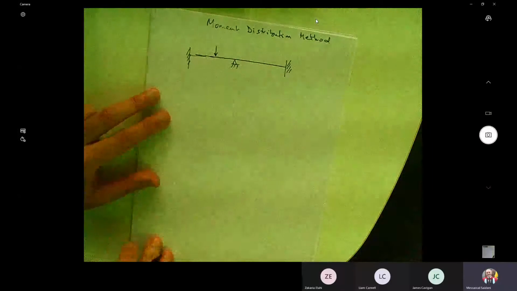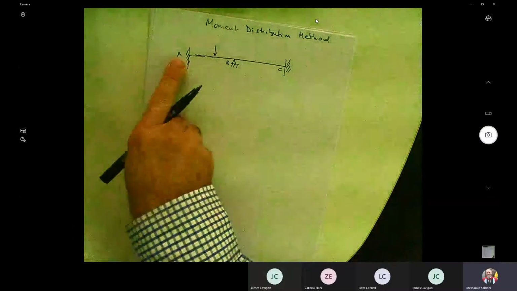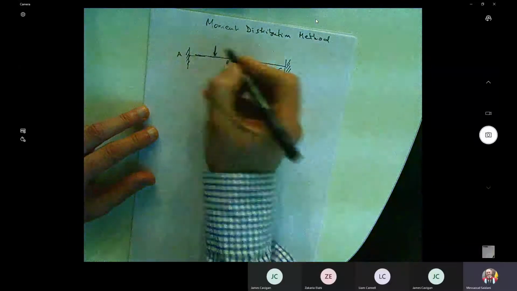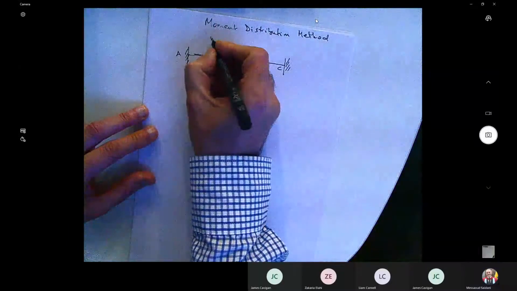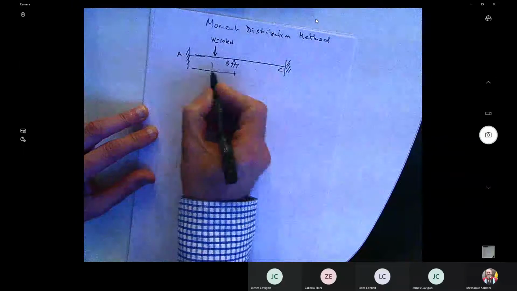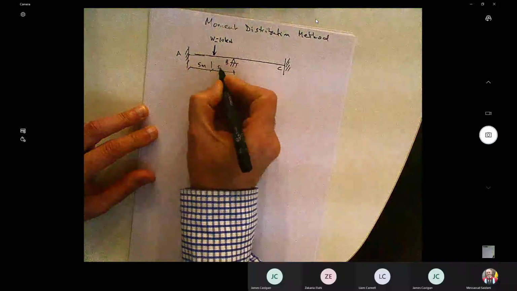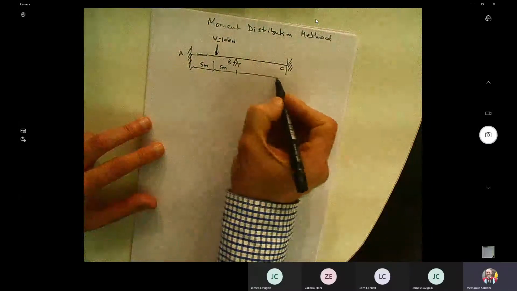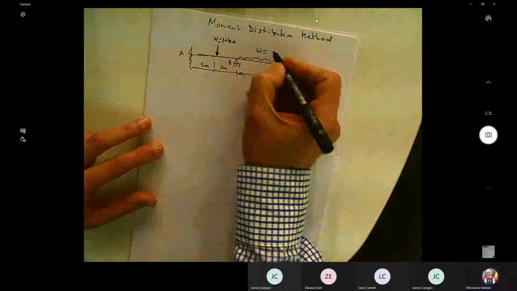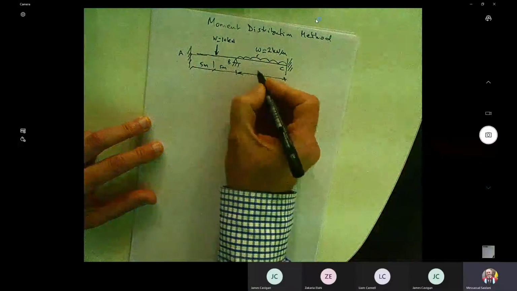So we have a span ABC. It's fixed at A and fixed at C. It carries a concentrated load at mid-span of AB of 10 kilonewtons. So it's a 10 meter span, and on BC, we have a uniformly distributed load of 2 kilonewtons per meter, and the span is 12 meters.